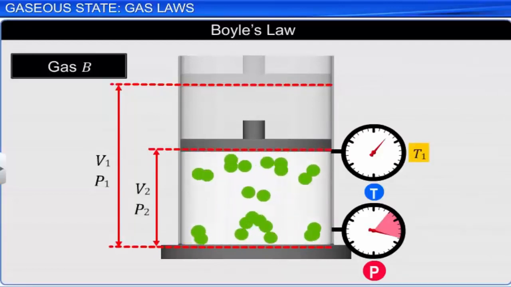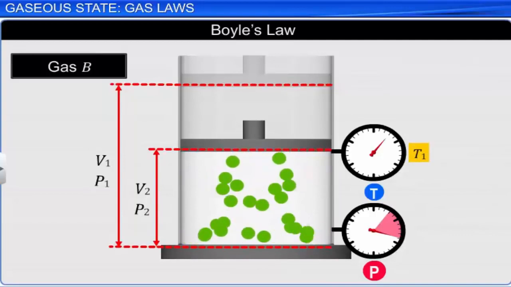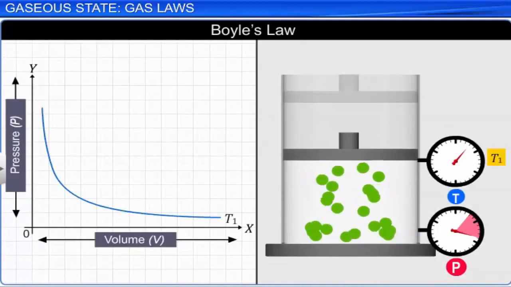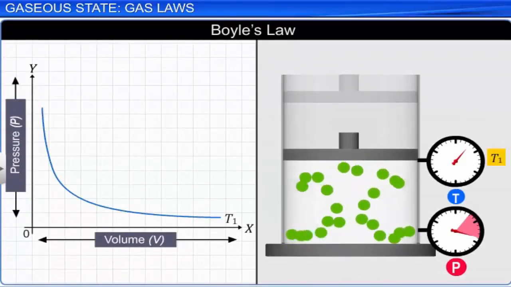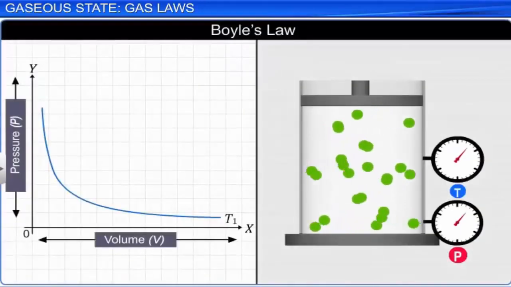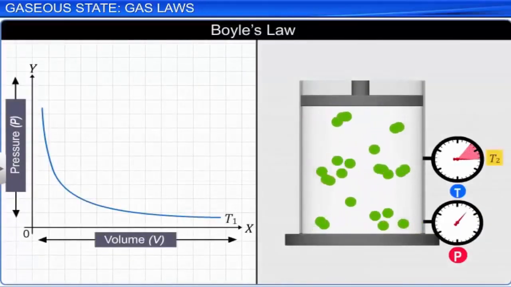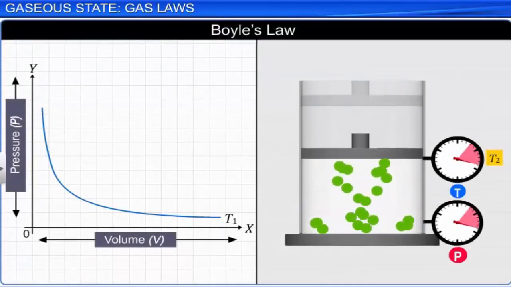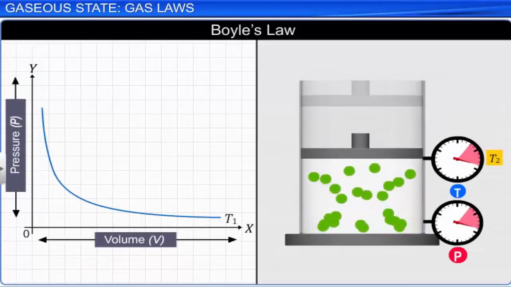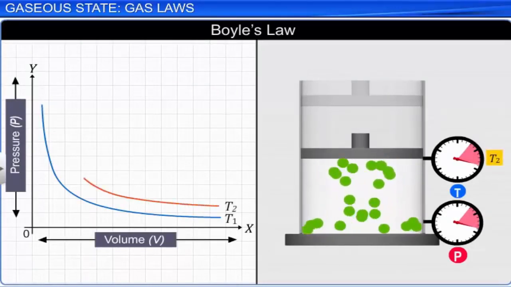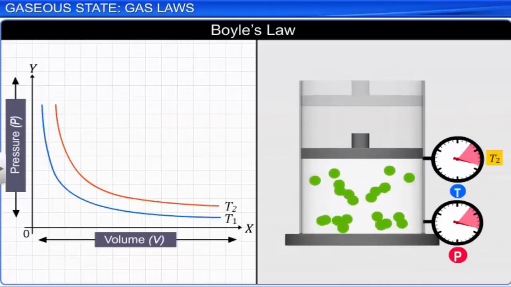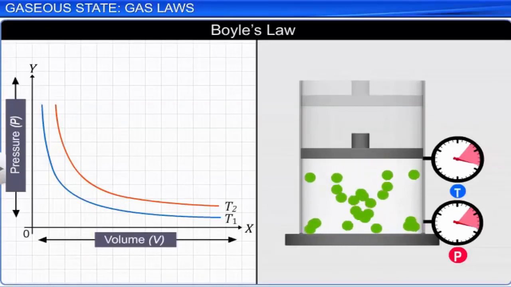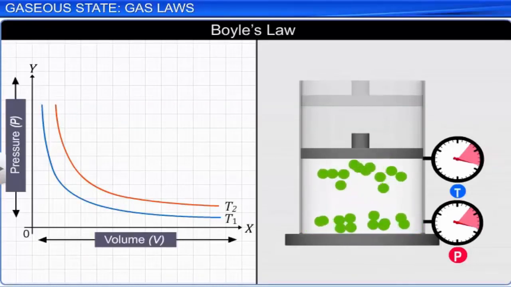If we plot this variation of pressure versus volume on XY graph, we get the given curve. Let us now change the temperature of the gas to T2 and repeat the same process by keeping the temperature constant at T2. In this case, if we plot the variation of pressure versus volume, we get a different curve. From this, we can conclude that each pressure versus volume curve corresponds to a different constant temperature for a given amount of gas. These curves are known as isotherms.